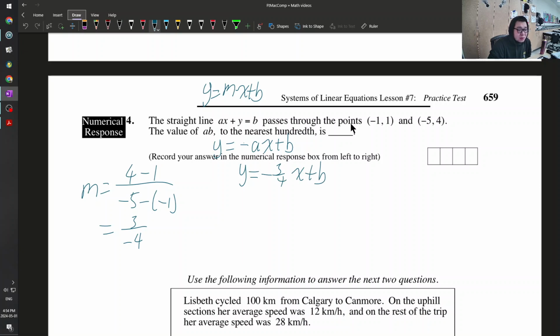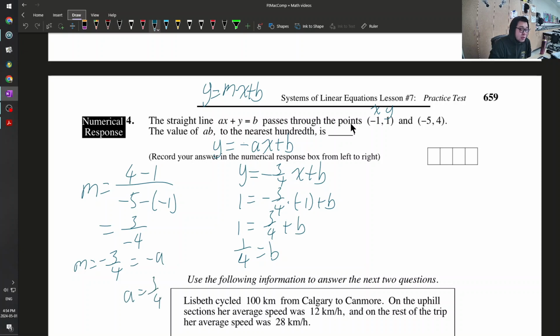What is y? Let's use this one, x and y. So 1 is equal to negative 3 over 4 times negative 1 plus b. 1 is equal to 3 over 4 plus b. Subtract both sides by 3 over 4. 1 over 4 is equal to b. Okay, so now they want us to multiply. So m is equal to negative 3 over 4, which is actually equal to negative a. So a is equal to 3 over 4. And then b is equal to 1 over 4.